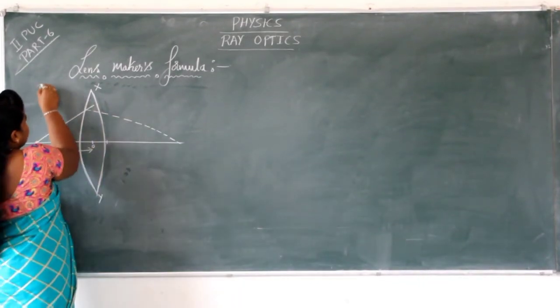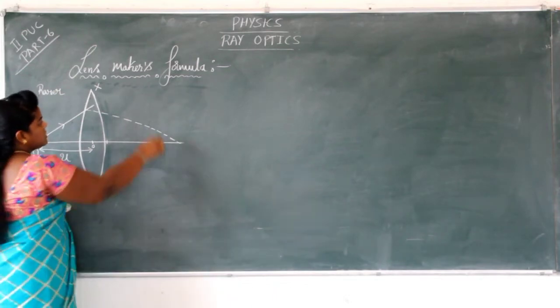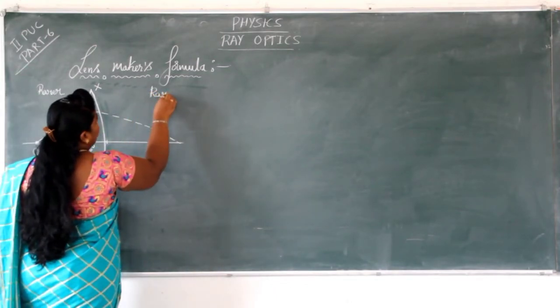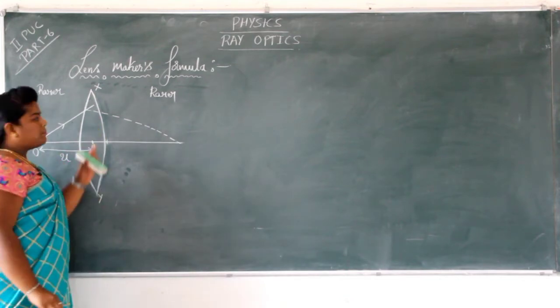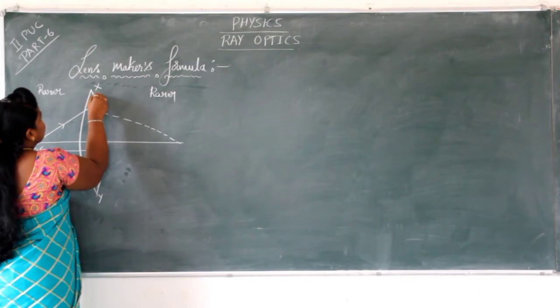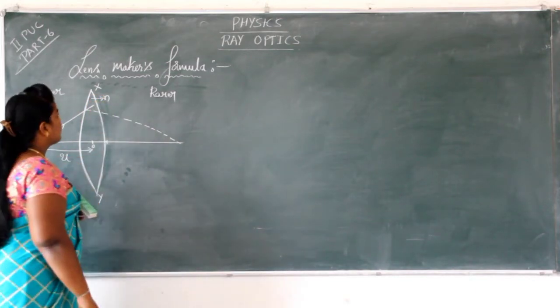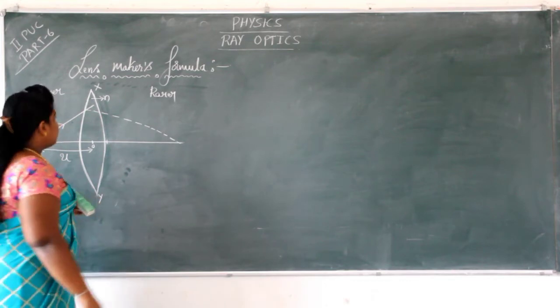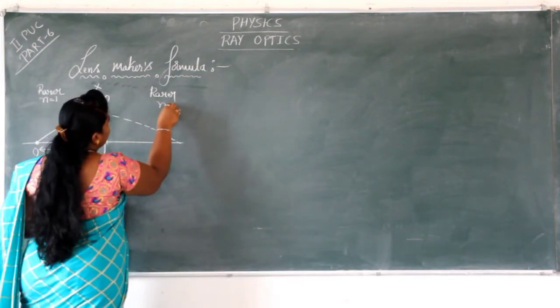This medium is called the rarer medium, right? This medium is also termed the rarer medium, right? Whereas this glass medium or the lens medium is called the denser medium with the refractive index N. My dear students, the rarer medium has a refractive index equal to 1.